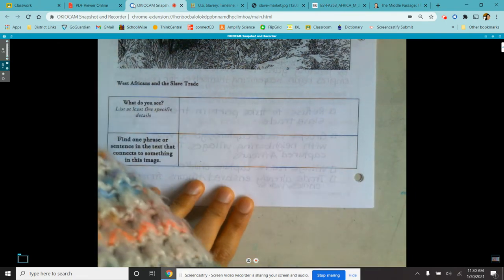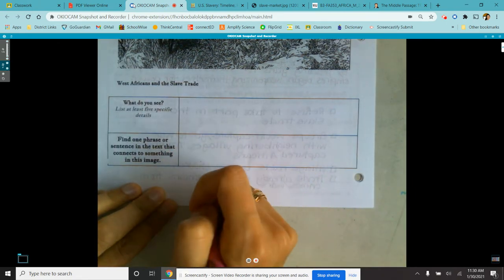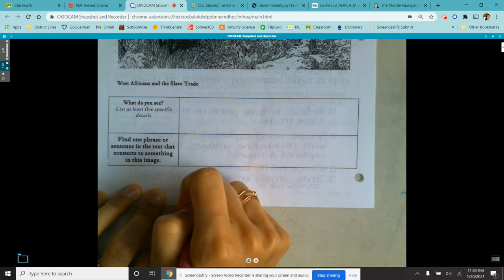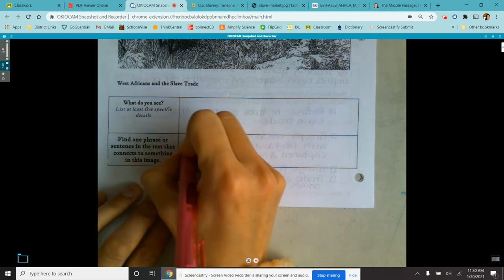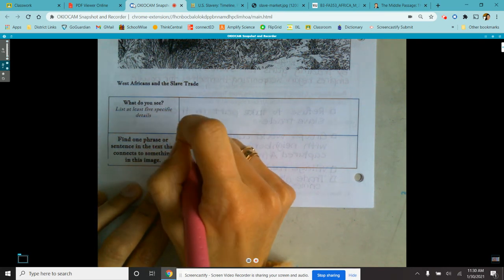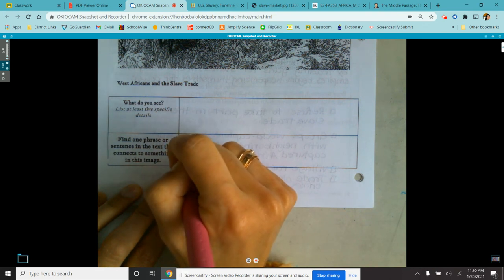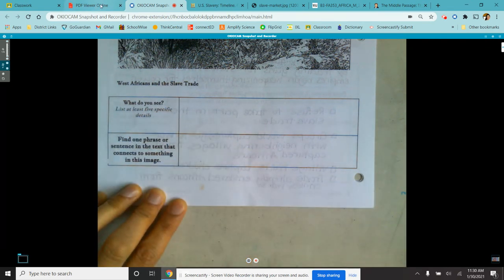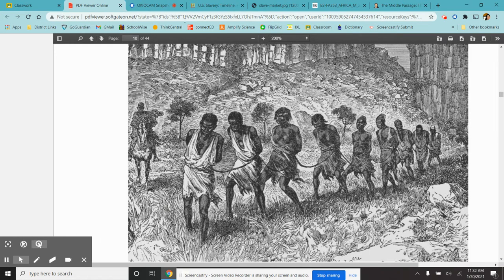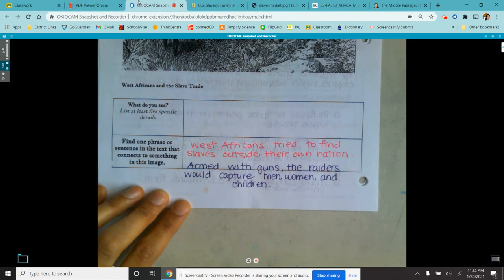So your own details, I'm not going to put a detail here, but a phrase from the text that I think could probably be the most fitting. So we could say Europeans bribed and convinced rival groups of West Africans to go against neighboring groups. All right, let me find the example in the text. So two sentences from the text would be: West Africans tried to find slaves outside their own nation, and armed with guns, the raiders would capture men, women, and children. Just a point to summarize what happened.